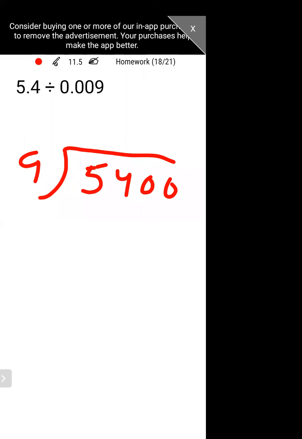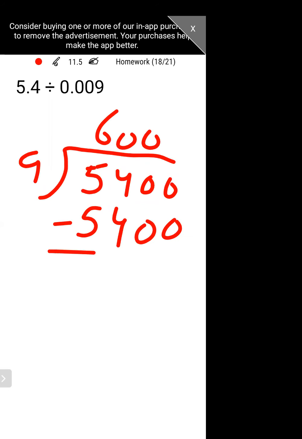Okay, in the table of 9, 9 is 6 times 54. So we can do 9 is 6 times 54, and you can bring those zeros up, or you can do 600 times 9 is 5400. Right, 9 6 times 54, 9 60 times 540, 9 600 times 5400. So your answer is 600.